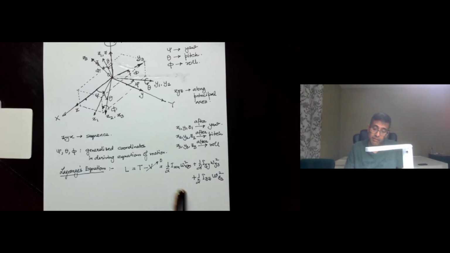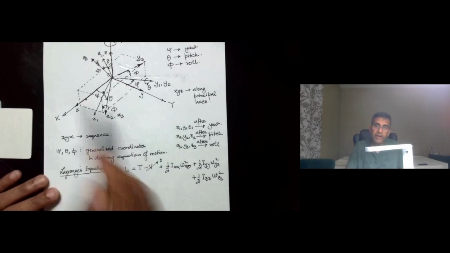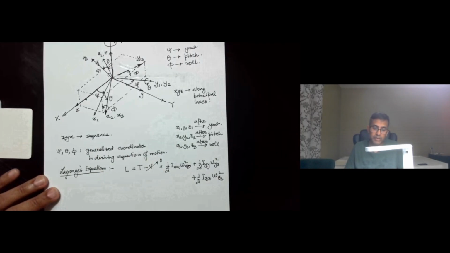So this is the kinetic energy, or rather this is the Lagrangian, but we cannot work with this Lagrangian because omega x3, omega y3, and omega z3 are in terms of velocities. And to derive the equations of motion, we need these angular velocities to be expressed in terms of generalized coordinates, psi, theta, and phi. We need to express them in terms of angles, actual angles. And so this Euler angle comes into use here.